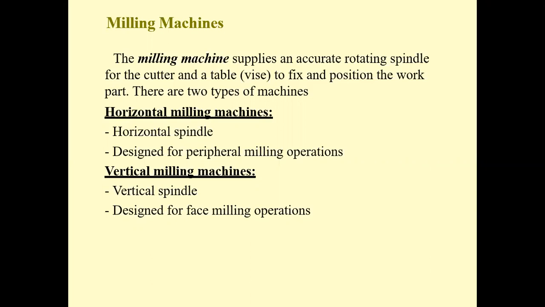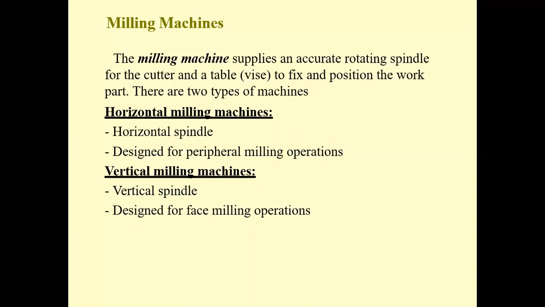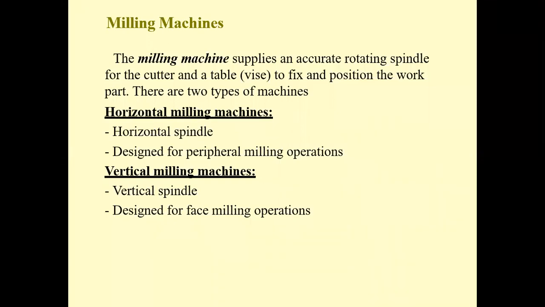So in a vertical milling machine, the spindle and the rotating milling cutter rotate about a vertical axis. So the axis is vertical. Normally a vertical milling machine is designed for face milling operation or end milling, face milling or end milling. Maybe in the last class we have seen the face milling operation.